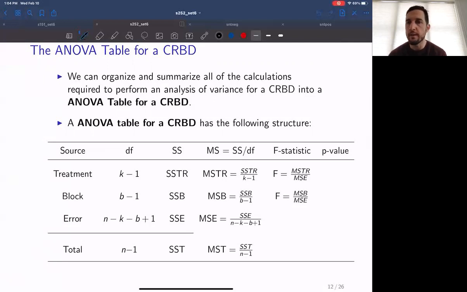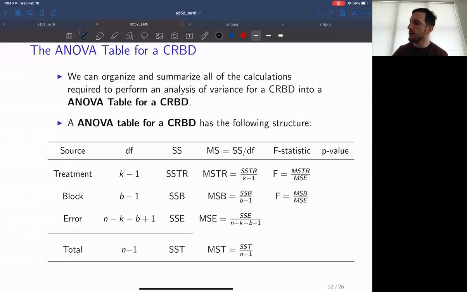Okay, so again, the CRBD is essentially just a one-way ANOVA with one additional source, which is the block source. And the block source is meant to remove the information of the confounding variable from the overall error term, or the within group sum of squares of the one-way ANOVA.